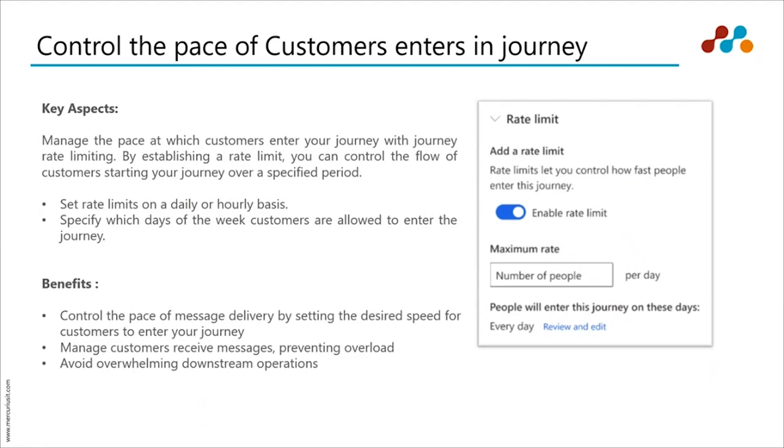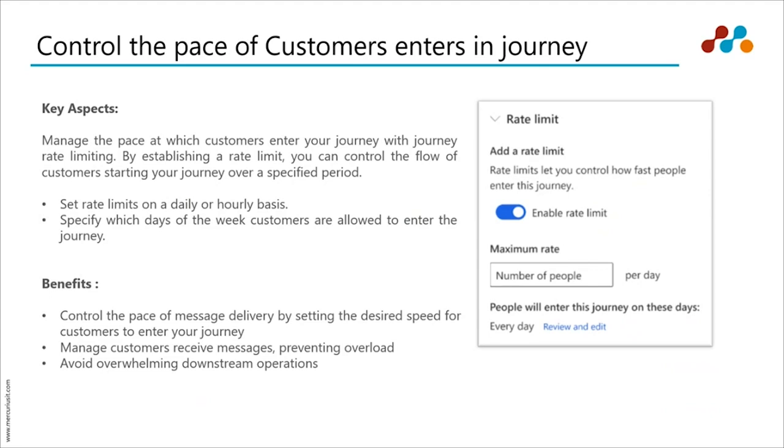The first update is controlling the pace of customers entering into the journey. This is a new configuration feature in customer insights, where a campaign manager can control the flow of customers in the journey by setting the rate per day. The campaign manager can set the number of people who need to enter the journey and save this configuration. It will space out the messages sent over time by setting how quickly customers enter the journey.